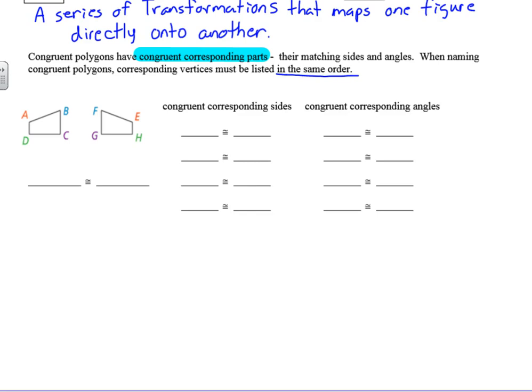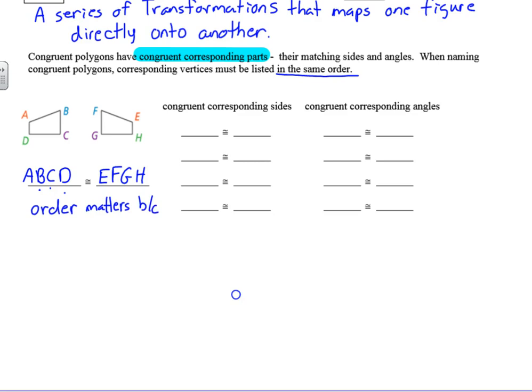You'll notice here that in these two figures, if we took the left one and named it ABCD, going in a clockwise direction, what corresponds with A? We would notice that E corresponds with A. We would flip this one over to get it. And then what's going to correspond with B? Well, F would correspond with B. And what corresponds with C? Well, that would be G. And what corresponds with D? That would be H. So the order of these letters matters.